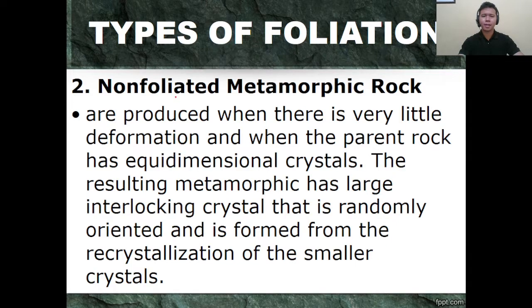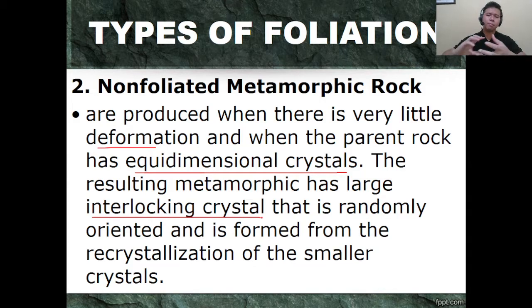For the non-foliated metamorphic rock, they are produced with very little deformation of the parent rock, and they have equidimensional crystals. When we say equidimensional crystals, crystals are scattered all around a particular non-foliated metamorphic rock. They are usually distributed all throughout the surface and on the inner side of the non-foliated metamorphic rock. So the resulting metamorphic rock has large interlocking crystals.